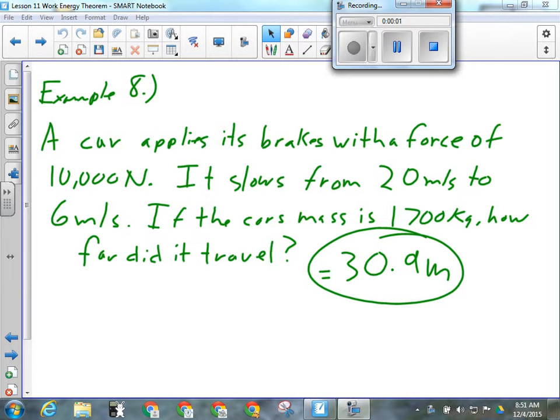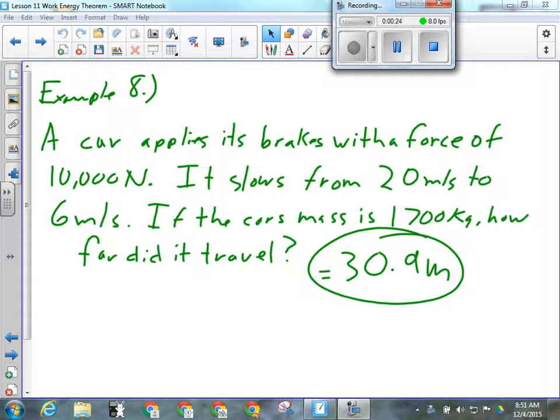What is going on? Is there work being done? Yes, there's work being done. Okay, how do we know there's work being done? It's accelerating. Okay, well, I mean slowing down. It's accelerating negatively, but it's changing its velocity for sure. If there's a change in velocity, what kind of energy is changing?